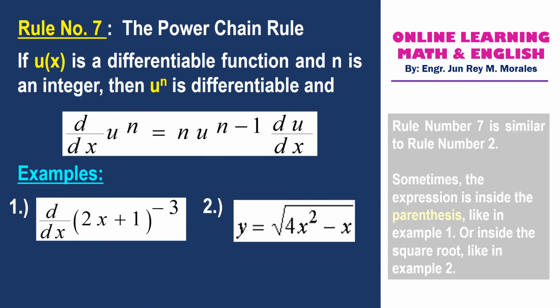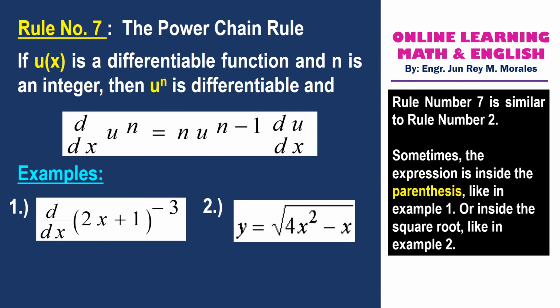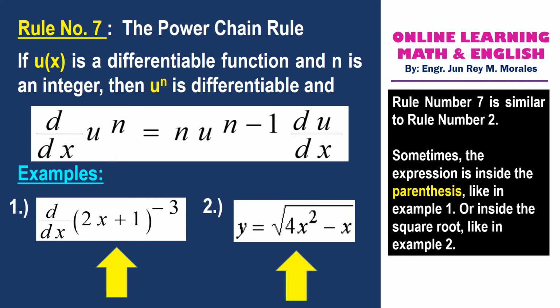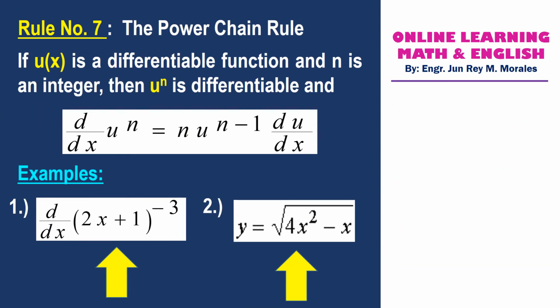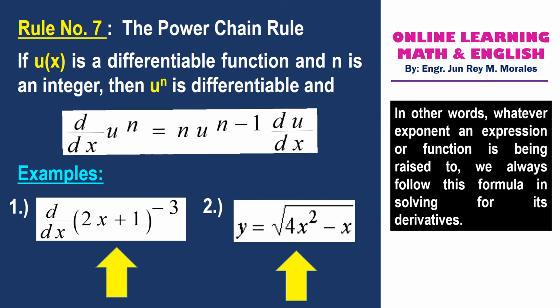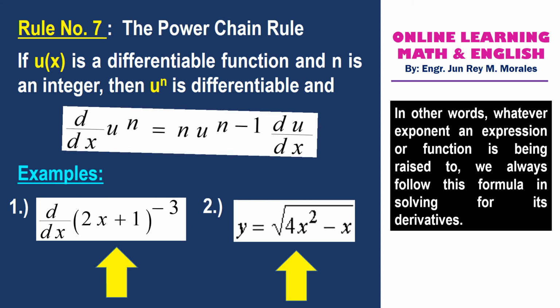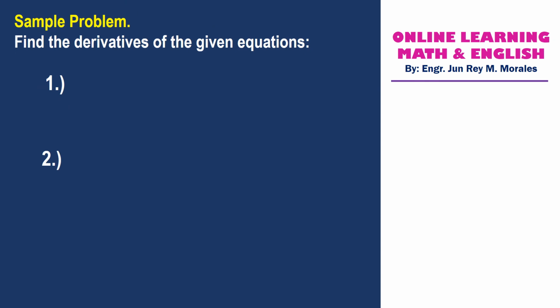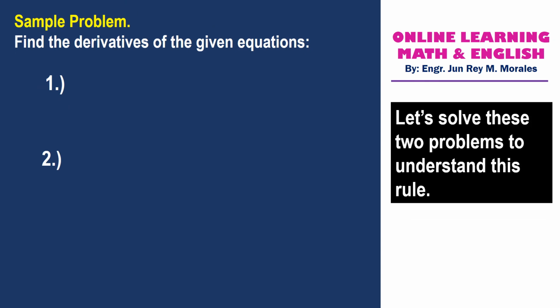Rule number 7 is similar to rule number 2. Sometimes, the expression is inside the parenthesis, like in example 1. Or inside the square root, like in example 2. In other words, whatever exponent an expression or function is being raised to, we always follow this formula in solving for its derivatives. Let's solve these two problems to understand this rule.